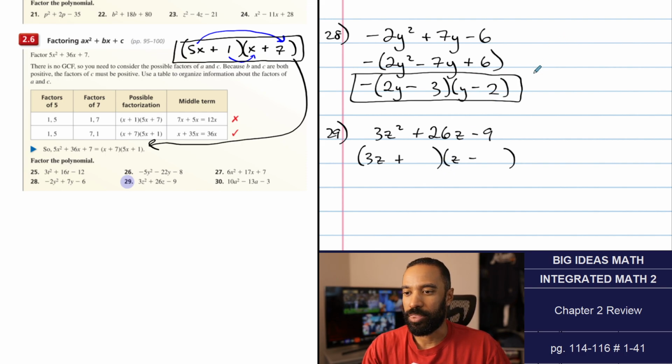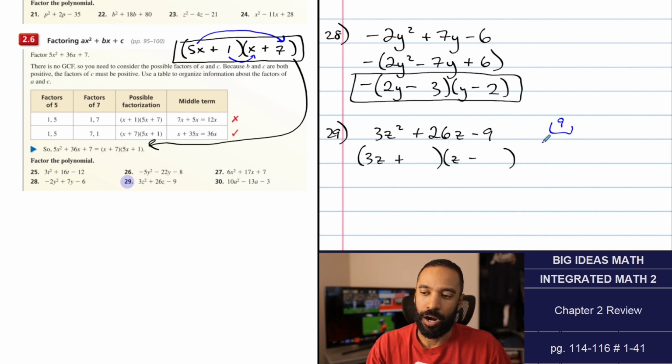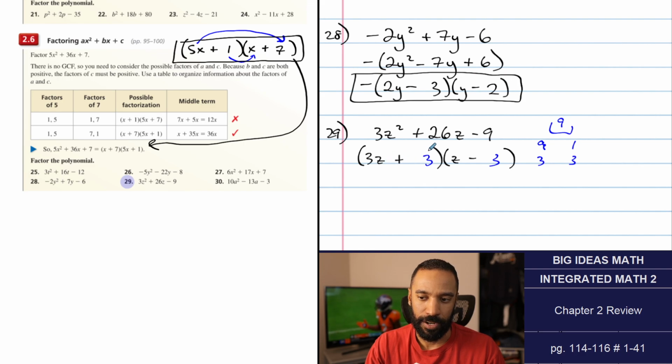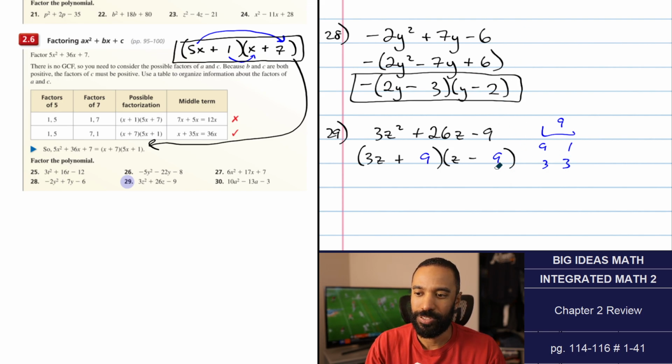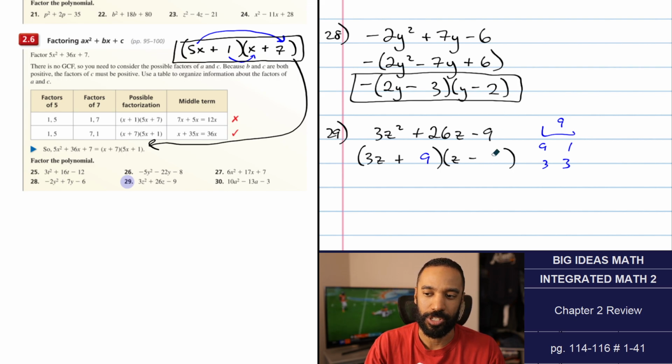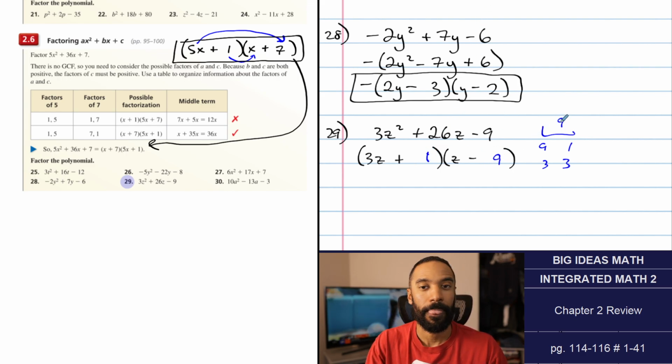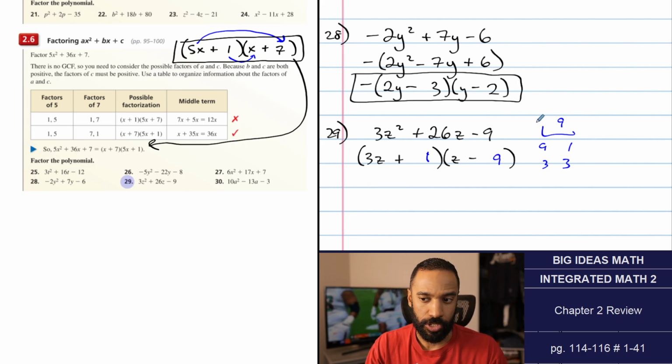But the nice thing about this is that 9's factors are 9 and 1 and 3 and 3. I can't put 3's here because I'd have a GCF there. And I can't put 9 here because they would have a GCF. So I only have one possibility, which is 1 and 9, like that. It's the only possibility. Now, I might have to switch the signs.